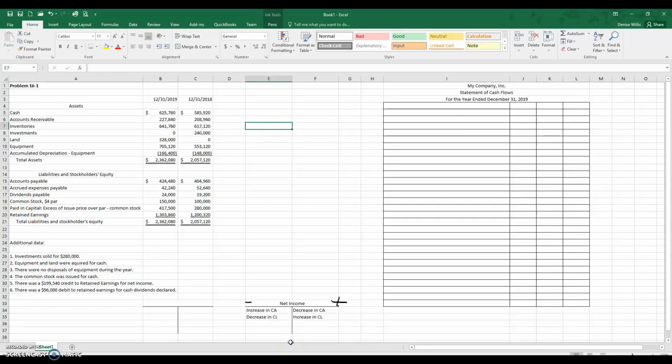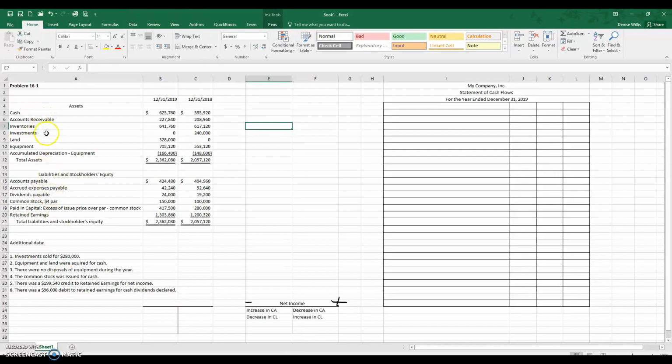Today we're going to work on a statement of cash flow using the indirect method. I have set up here on Excel, not because you need Excel, but just because it gives me a workplace to do this, the information for our balance sheet right here, and the additional data. This is based off of problem 16.1 in your homework.